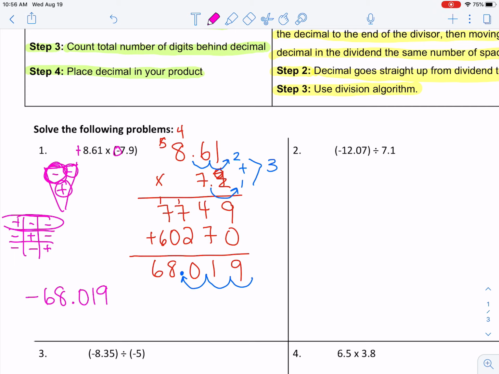Right there. Okay, so 68 or negative 68.019, or 19 thousandths, would be our answer.